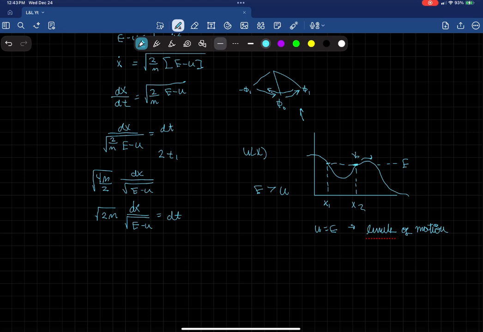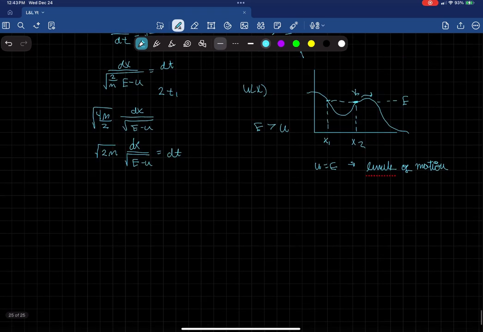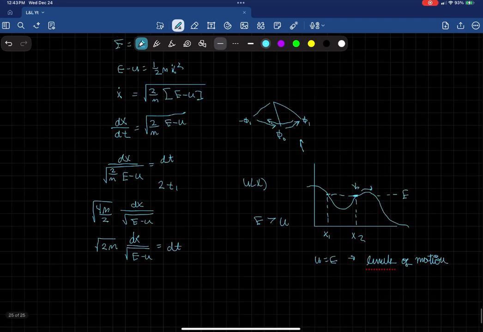And that's pretty much all L&L was saying with this section. He does give an example, a problem actually, to determine the period of oscillations of a simple pendulum. And I will be doing that in the next video.